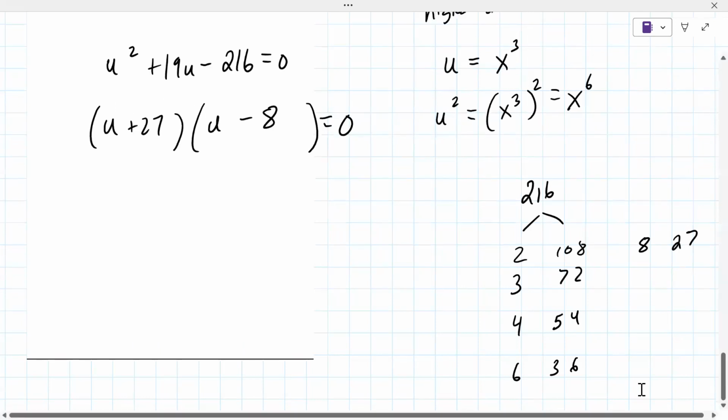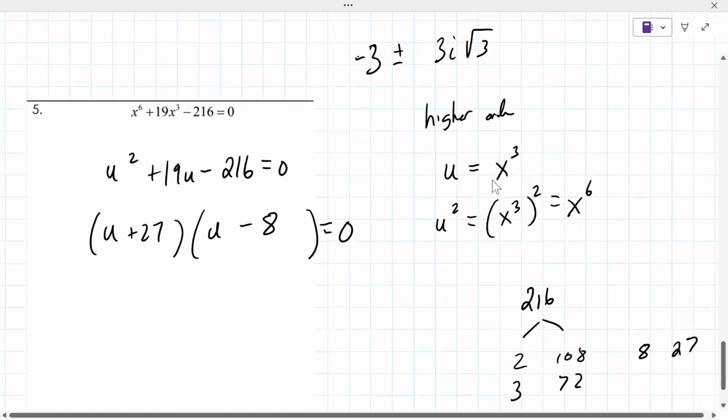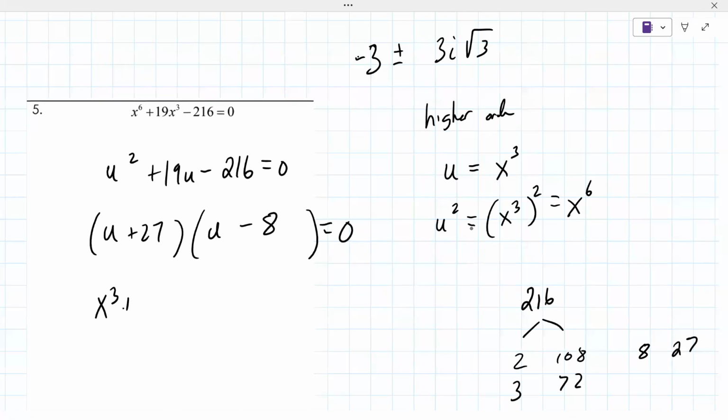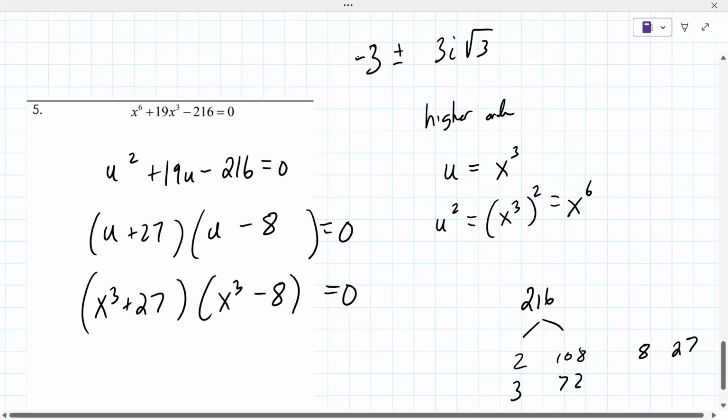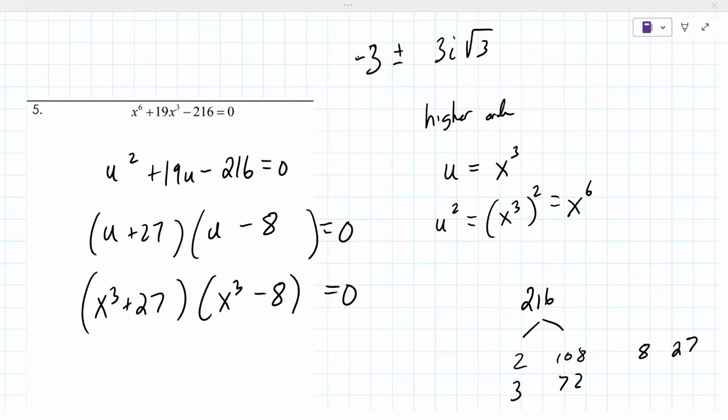And then you have to back substitute. Whenever you make these substitutions, you always have to remember to back substitute. So it's x cubed plus 27, x cubed minus 8. And these are both cube problems, sum of cubes, difference of cubes. Got it. So from there, you just have to use the a minus b and then the a squared plus ab formulas. There's a fair amount of work to do here.